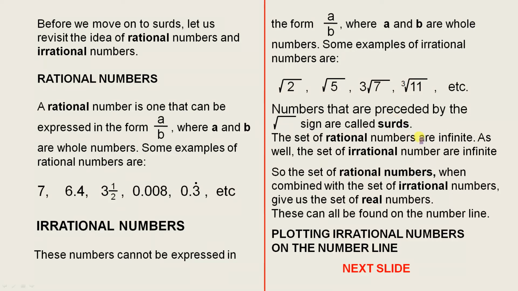The set of rational numbers is infinite. As well, the set of irrational numbers is infinite. So the set of rational numbers, when combined with the set of irrational numbers, gives us the set of real numbers. These can all be found on the number line. Plotting irrational numbers on the number line. Let's have a look how this is done on the next slide.